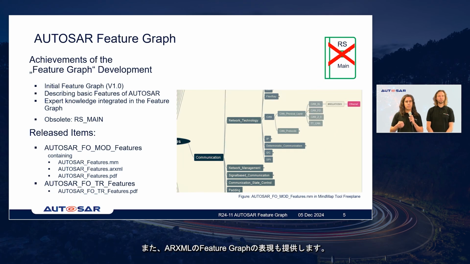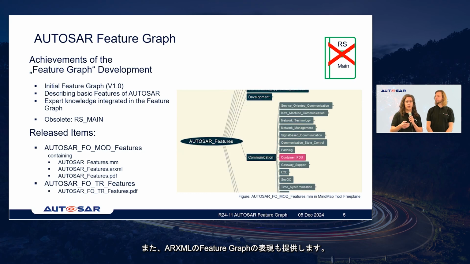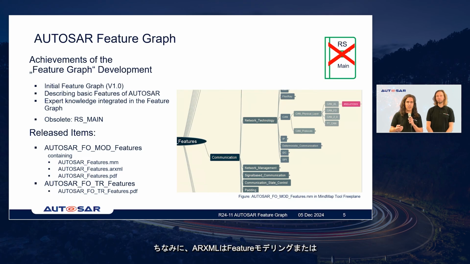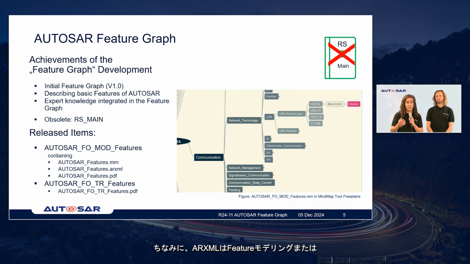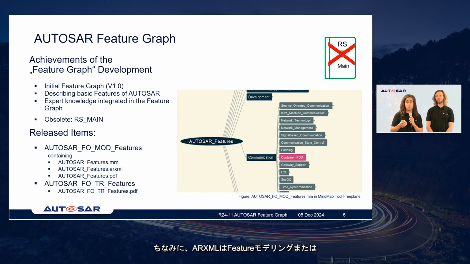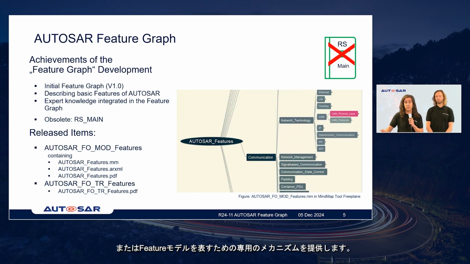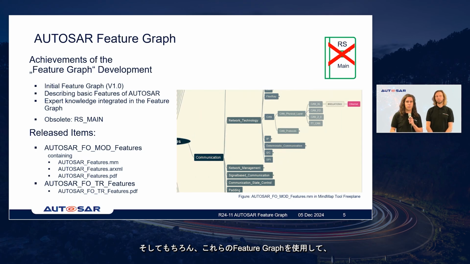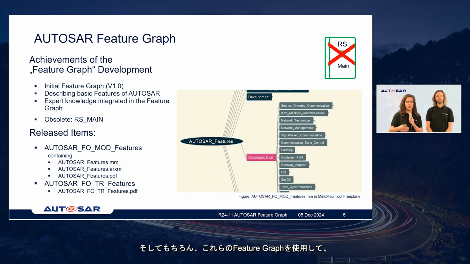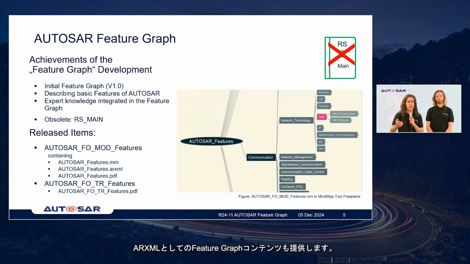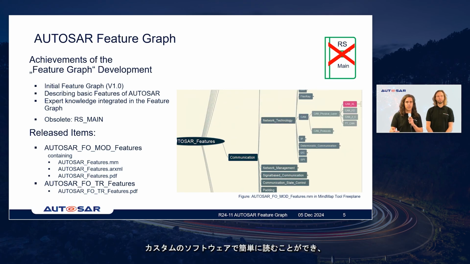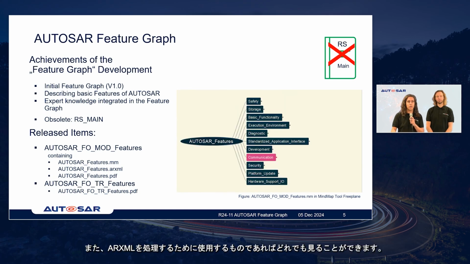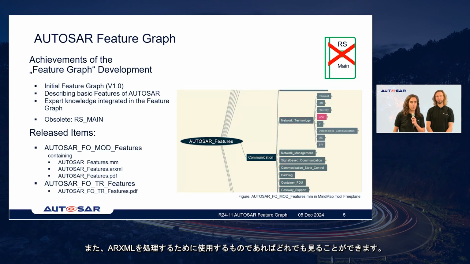But we also provide you with a representation of the feature graph in ARXML. By the way, ARXML provides dedicated mechanisms for feature modeling, or for representing feature models. Of course, we also use these to provide you with our feature graph content as ARXML, so you can easily read it with custom software or whatever you use to process ARXML.